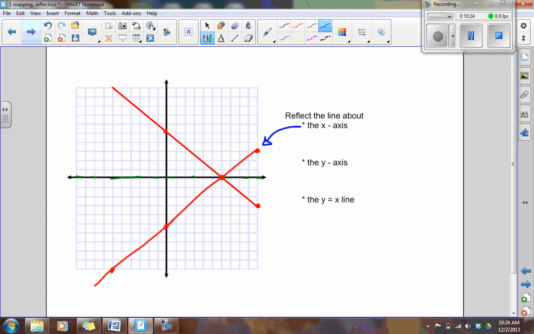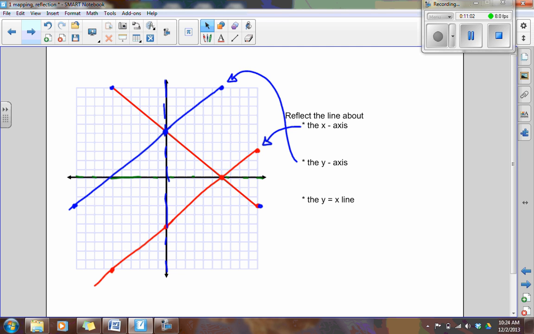Okay, we can do the same thing with the y-axis. If we're reflecting in the y-axis, this point is going to stay exactly where it is. Then we'll reflect this point here, something like this, and this point can be reflected over here. So something like that. We've got a reflection in the y-axis.